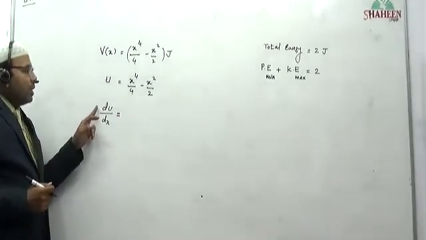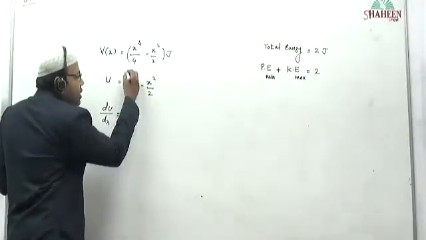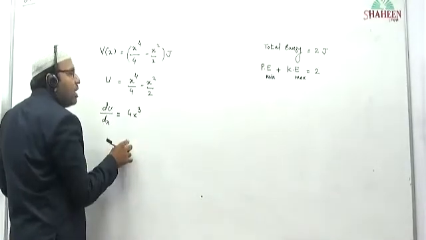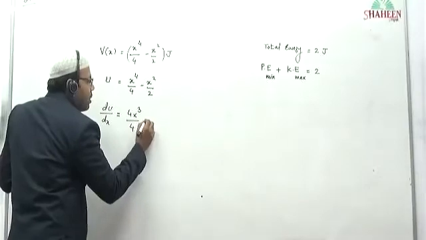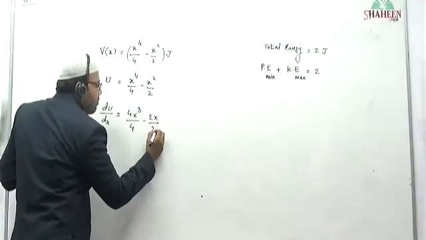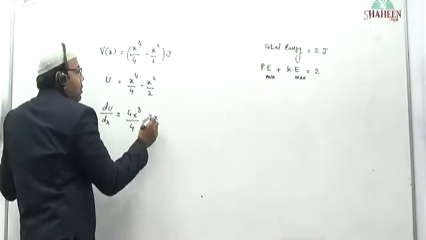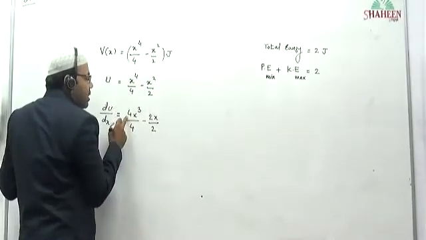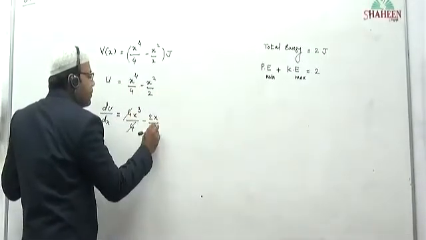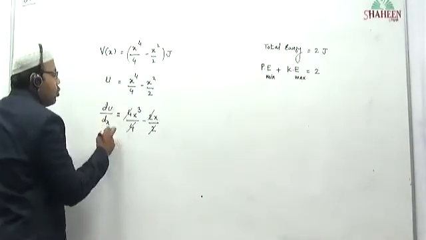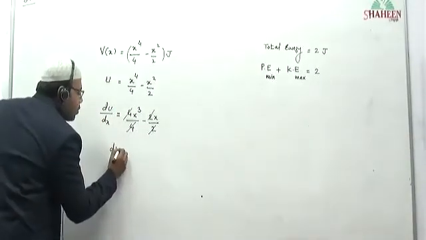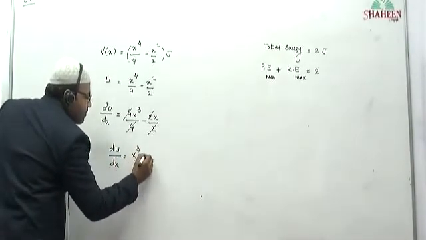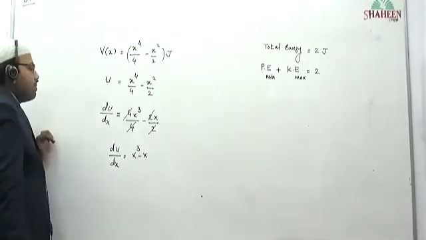So here du by dx: differentiation of x power 4 is 4x cube, you know how to find that. So it is 4x cube by 4 minus 2x by 2. The differentiation of x square I have written as 2x, and of x power 4 as 4x cube. So this 4 gets cancelled, this 2 gets cancelled. So overall du by dx is equal to x cube minus x. I am getting the answer.